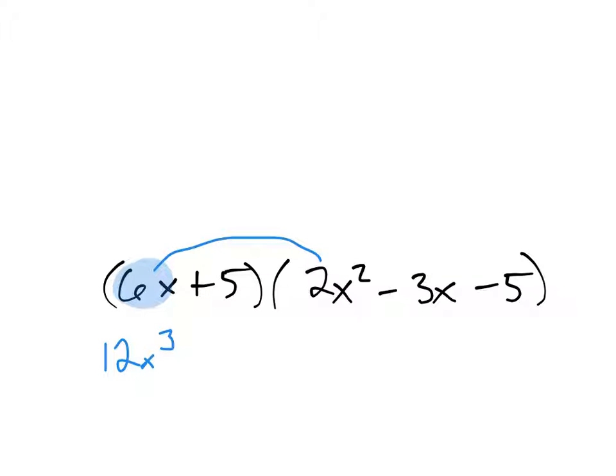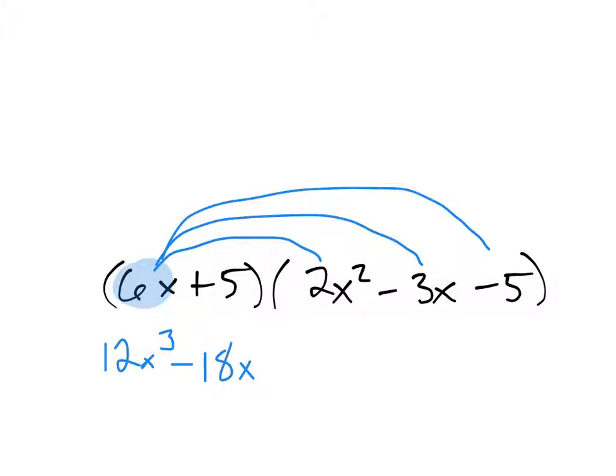I will take the 6x times the negative 3x to get negative 18x squared. I will take the 6x times the negative 5 to get negative 30x. Thank you. Glad you guys are paying attention. It would help if I paid attention.